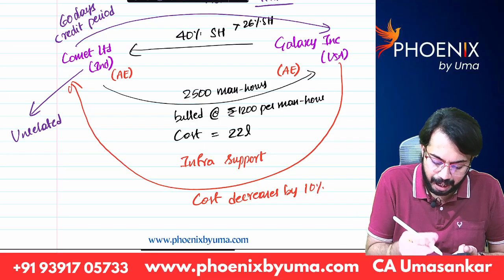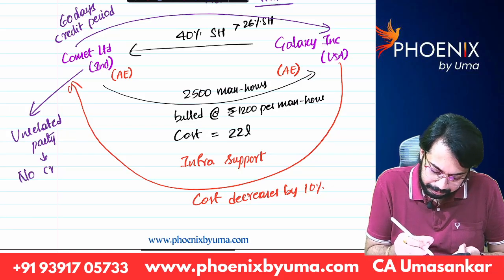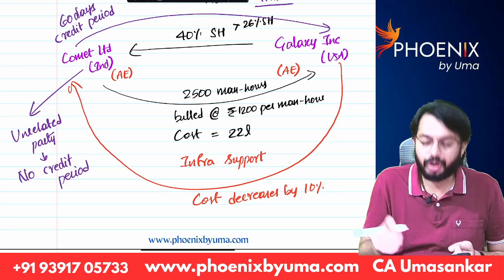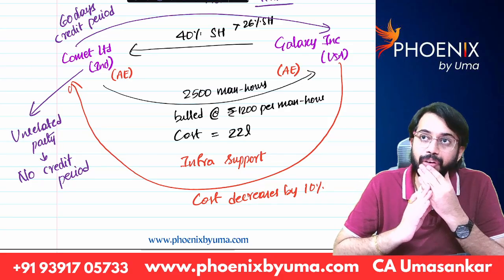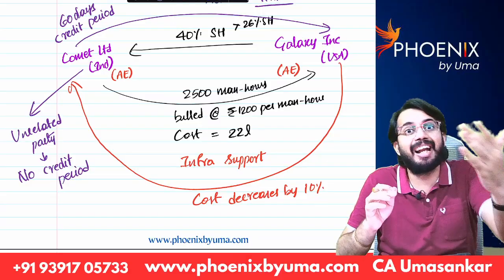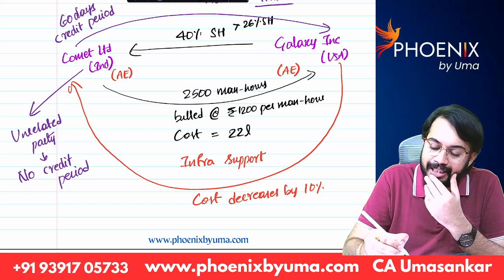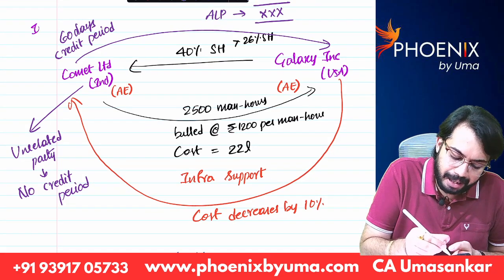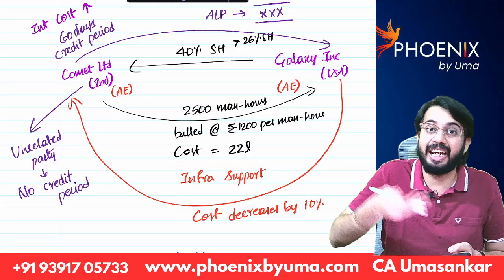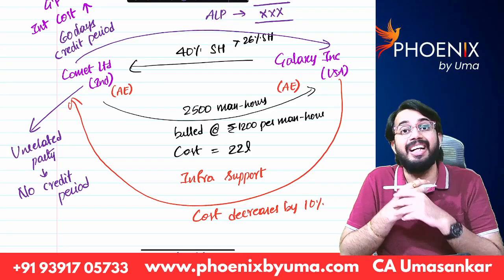For unrelated party, no credit period. No credit period. That means what? For related party, 60 days credit period is given. For unrelated party, no credit period was given. Whenever credit period is given, interest cost will be there. Interest cost increases. Whenever interest cost increases, gross profit margin decreases.